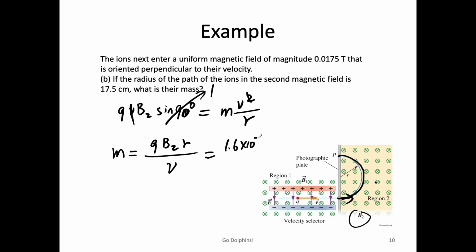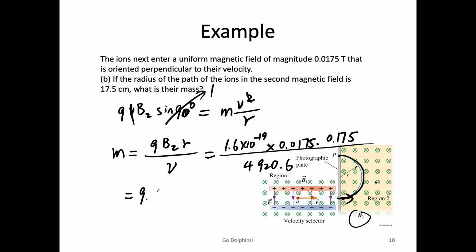q is 1.6 times 10 to the negative 19. B is 0.0175. R is 0.175 meter. V is 4920.6 meters per second. Everything together, I find the mass of this ion is roughly 10 times 10 to the negative 26 kilogram. So now you can identify what kind of particle it might be, which particle has roughly 10 times 10 to the negative 26 kilogram.